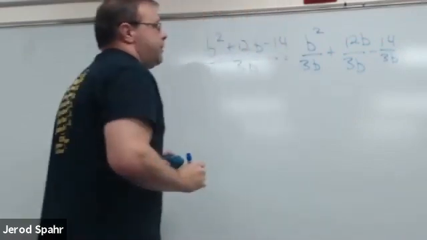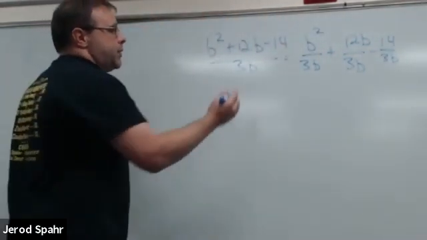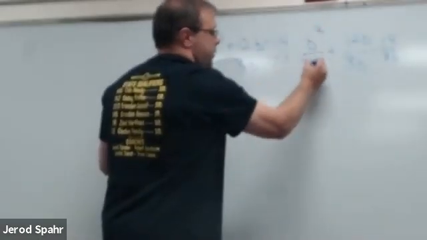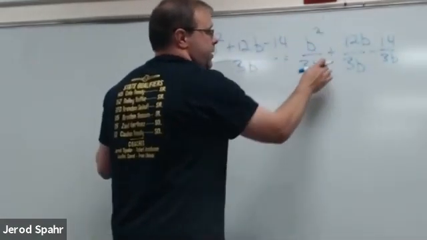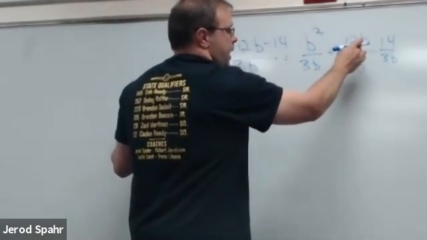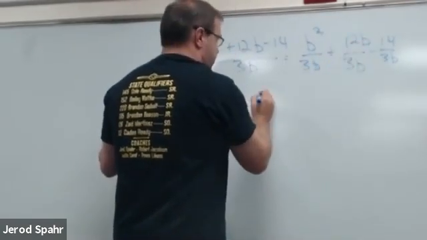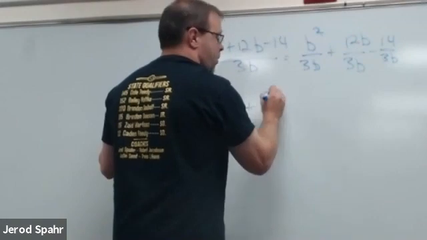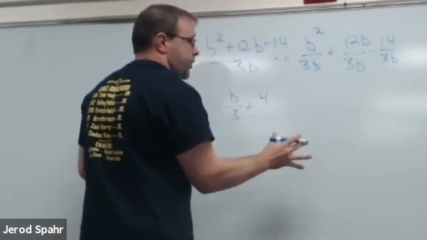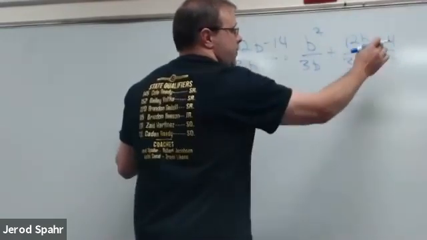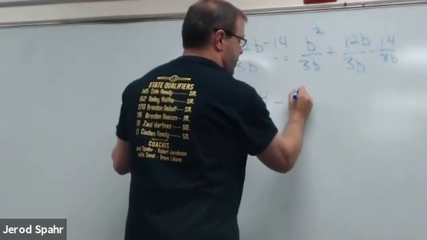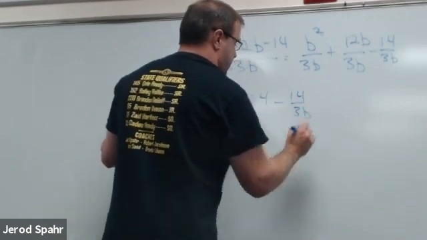Okay, so we have this. We look at the cancellation here. B squared over 3b, there's a b, so I'm left with b over 3 for this first term. Then for this one, 12 and 3 give me plus 4. The b's cancel, so there's nothing else. Minus, don't lose those minus signs. 14 over 3b, nothing really cancels there, so 14 over 3b.